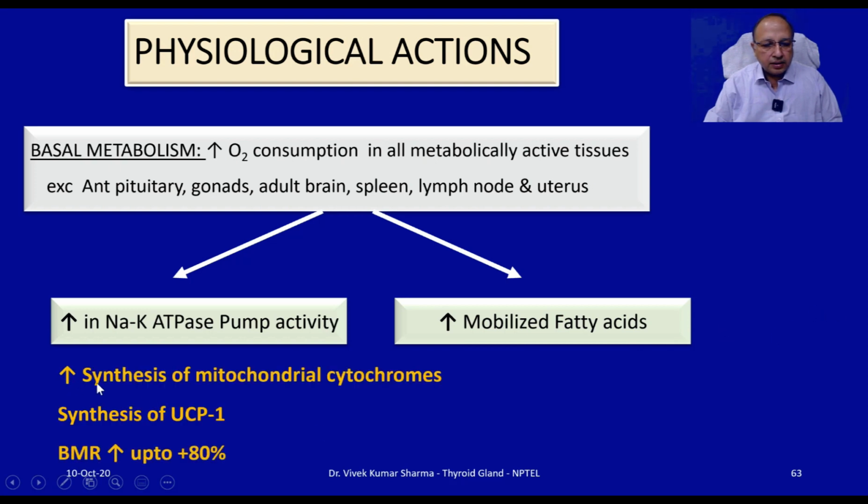It also causes an increase in the synthesis of the mitochondrial cytochromes. It increases the synthesis of uncoupling proteins UCP1, and this thereby increases when higher levels of the thyroid hormones are there in the body. It can increase the basal metabolic rate even up to 80%.